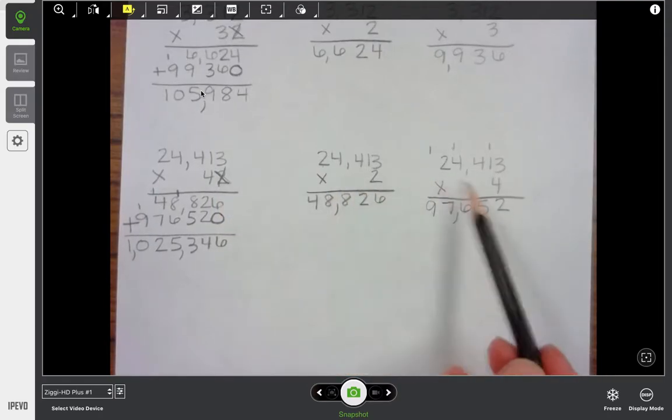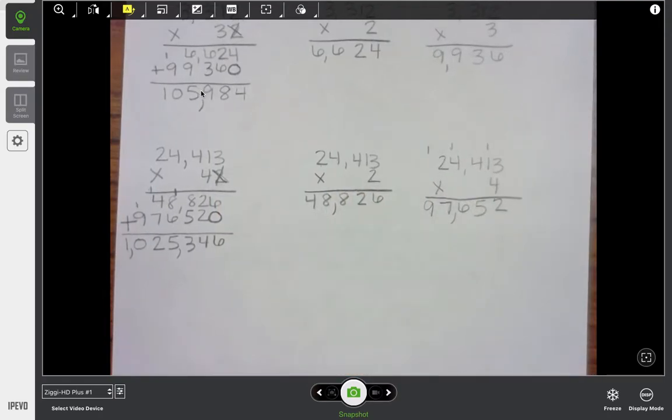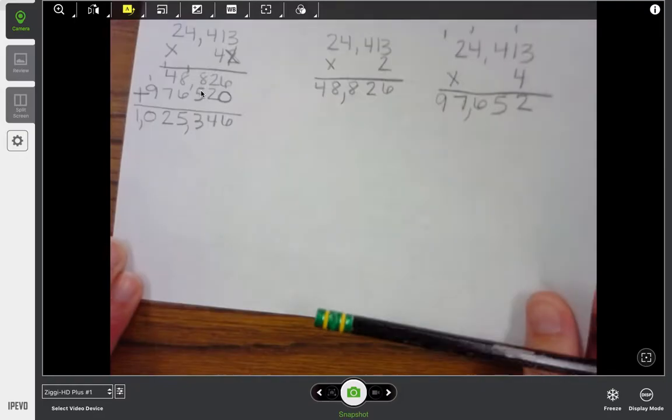Okay? That's one way you can choose to do these problems, by breaking this number up and doing that multiplication separately out to the side. We're going to do one more example using a 5-digit number and multiplying it by a 2-digit number, but we're just going to do the standard algorithm, okay, because that's an option too.